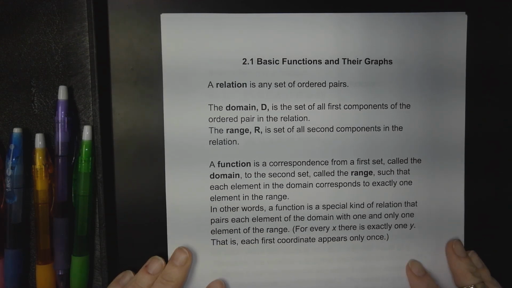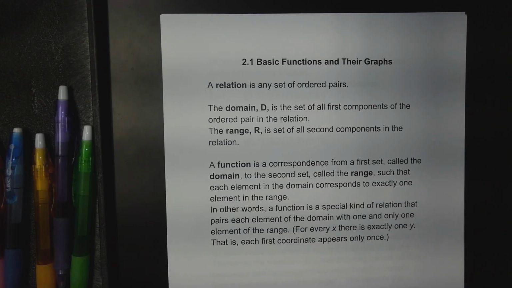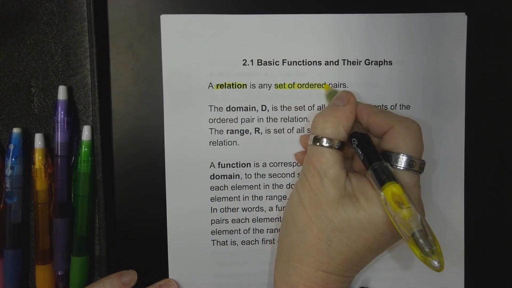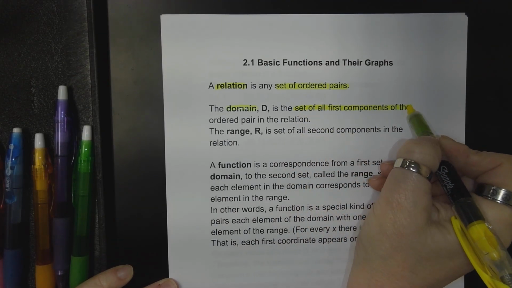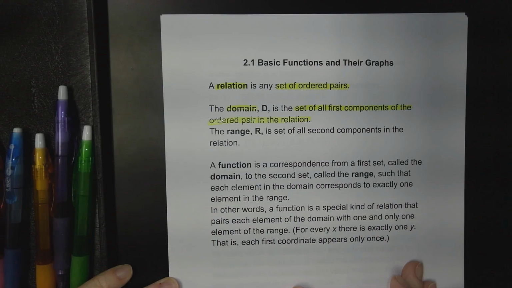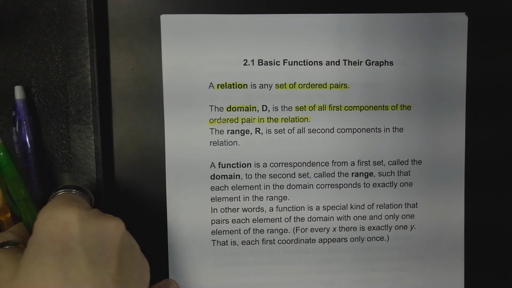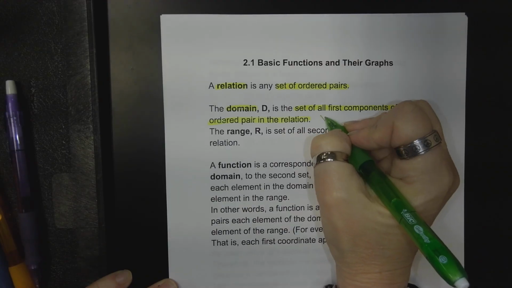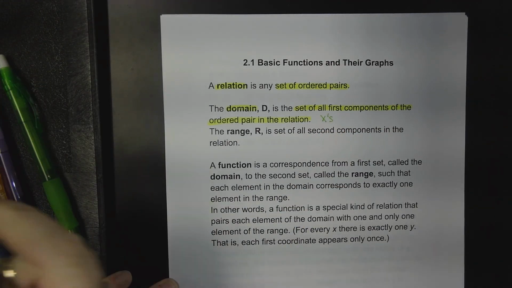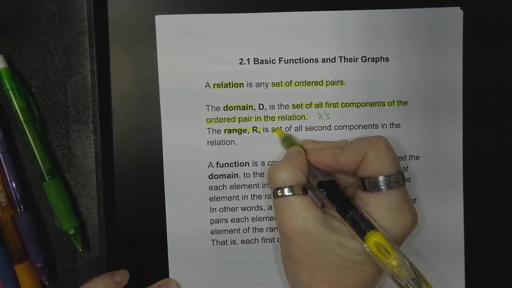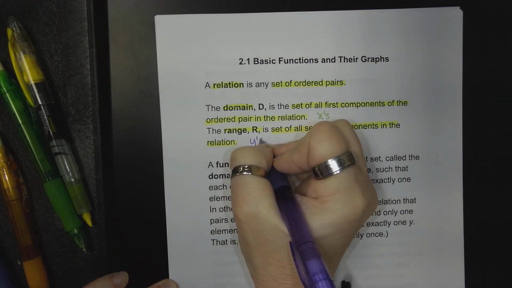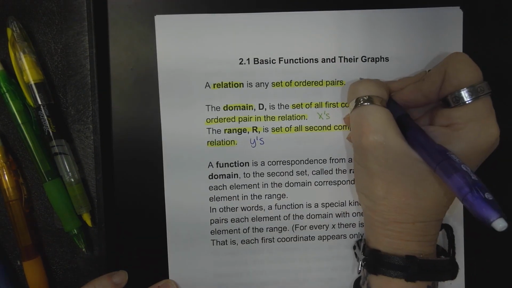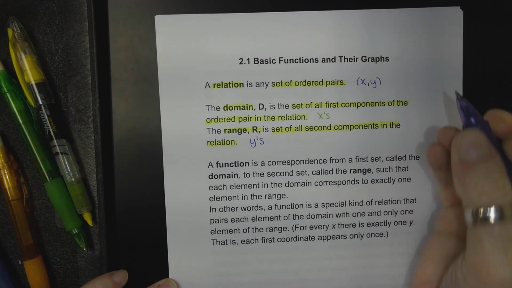Okay, let's look at 2.1 basic functions and their graphs. So a relation is a set of ordered pairs. Domain, or D, is the set of all first components of an ordered pair in the relation. Okay, so that's your X's. And the range, or R, is the set of the second components in the relation. So that's your Y's. And a relation is X comma Y. Okay?